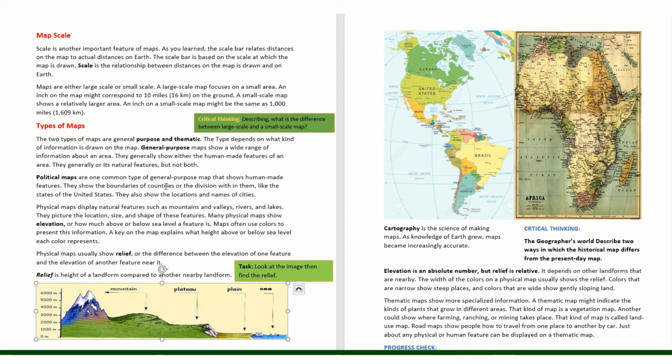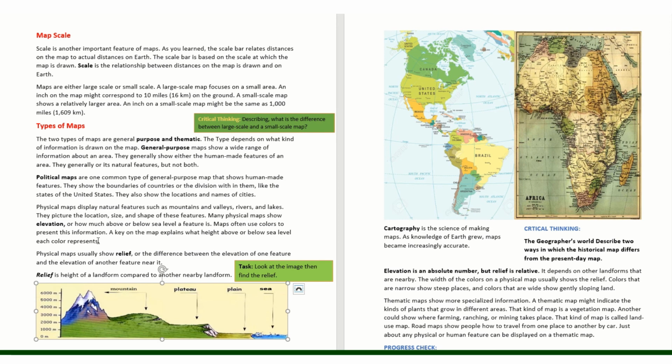They show boundaries of the countries or the divisions within them, like the states of the United States. They also show the location and the names of the cities. Physical maps display natural features such as mountains, valleys, and rivers. So these are the natural features. So the general purpose maps include the political maps, whereas the natural maps are the physical maps.